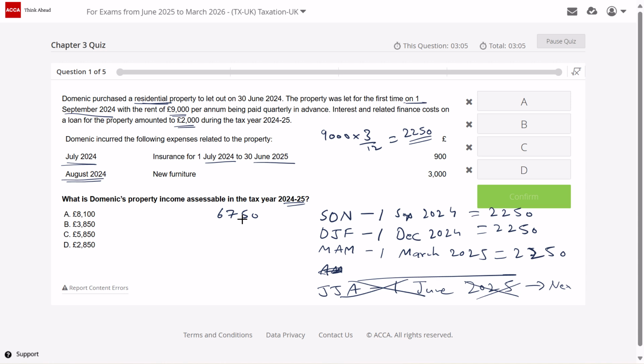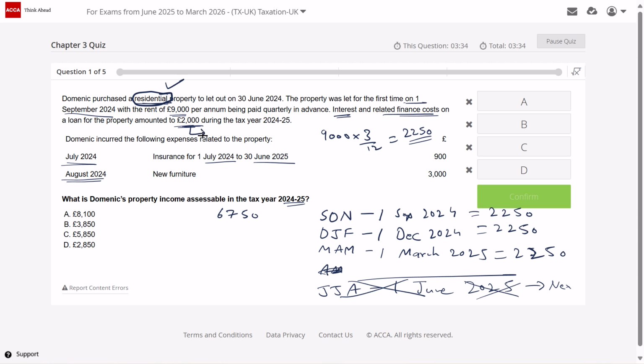Now, other than rent, I have paid interest and related finance cost on the loan for the property amounting to 2000. So my interest and finance expenditure is 2000. If it would have been a non-residential property, I would have deducted this 2000 because it would have been allowable. But since this is a residential property, on this 2000 I will be getting basic rate tax relief from my income tax liability.